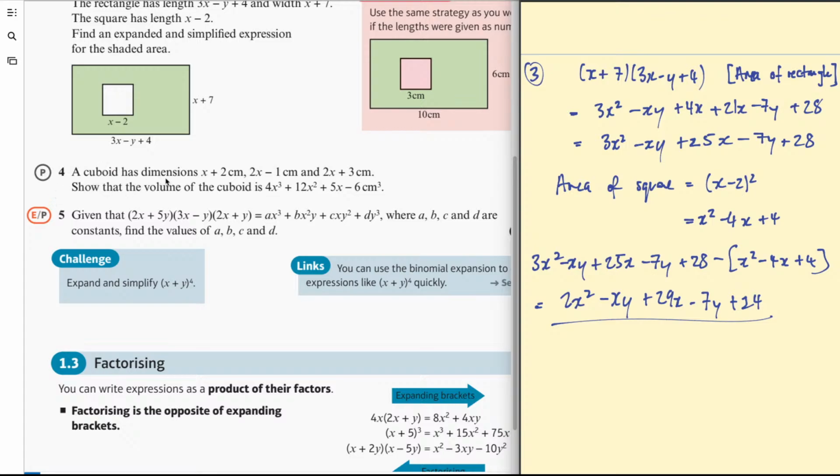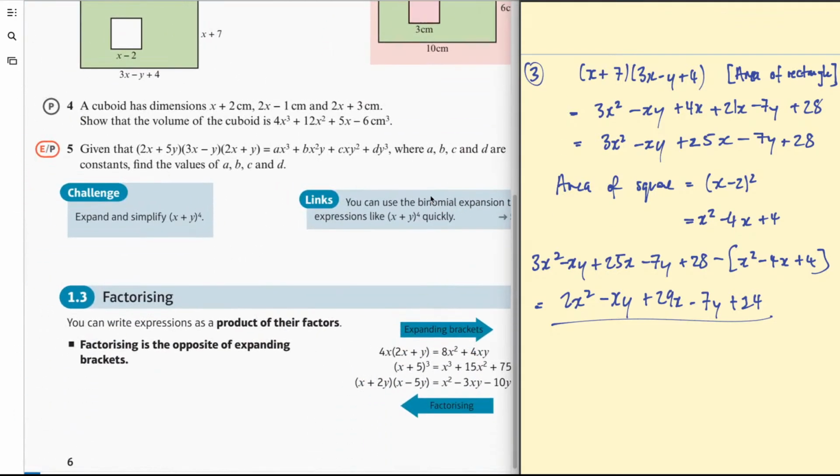Question 4. Problem solving. A cuboid has dimensions x plus 2, 2x take 1, and 2x plus 3. Show that the volume of the cuboid is 4x cubed plus 12x squared plus 5x take 6. Alright, that's just kind of the same thing we're doing above, but with a bit of context.